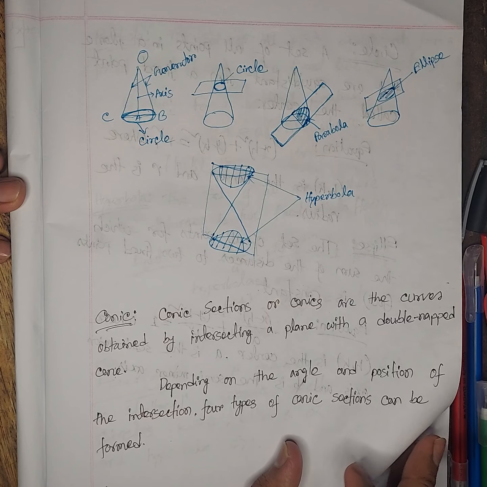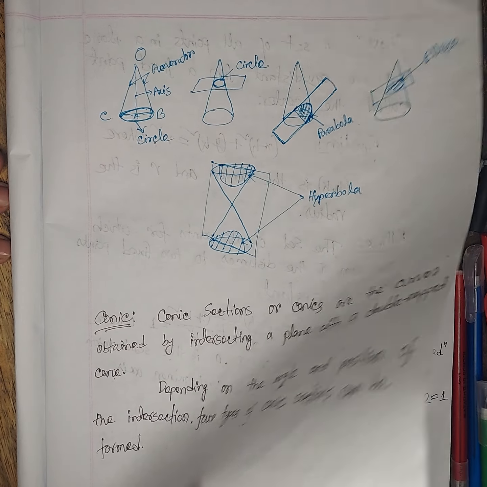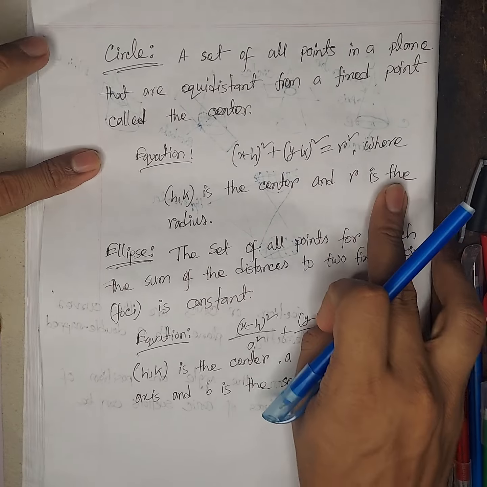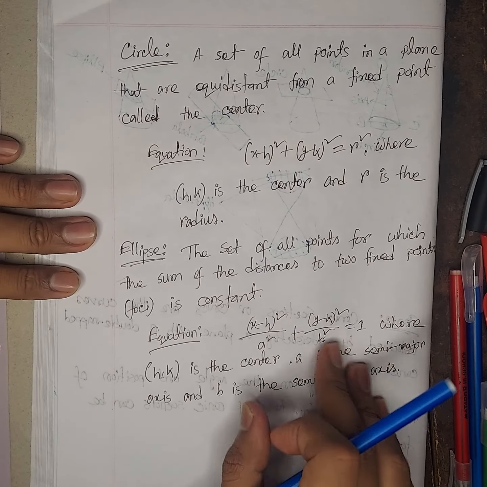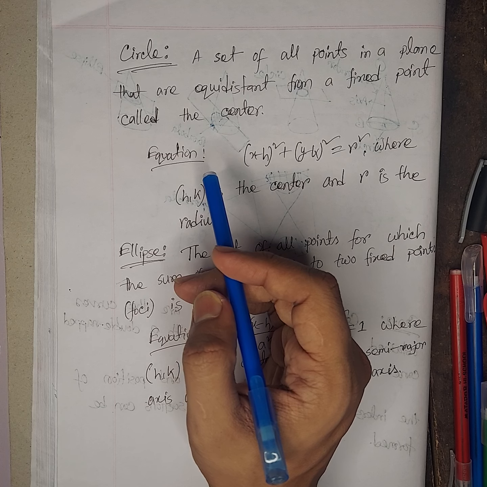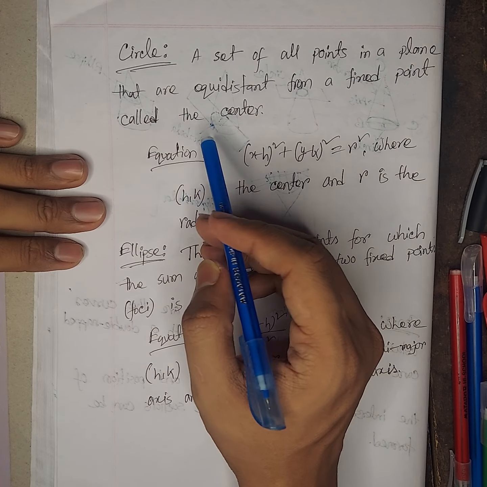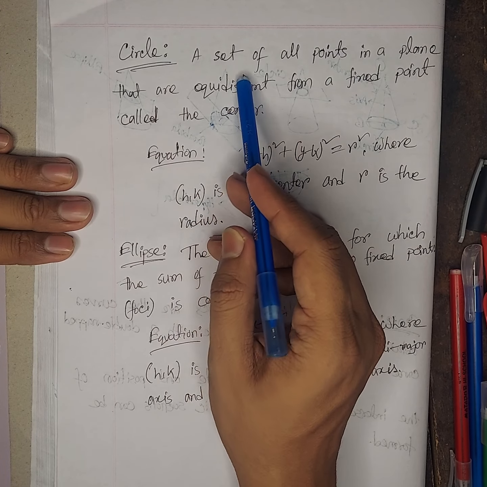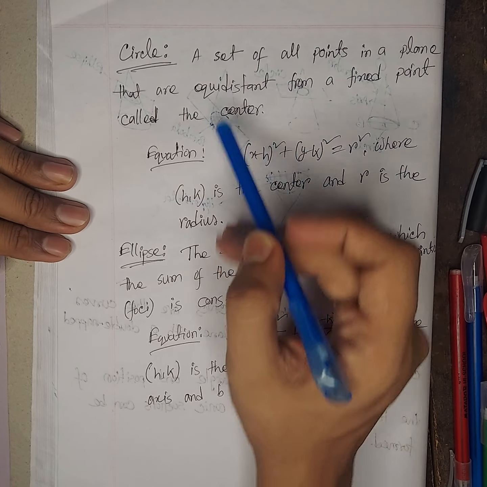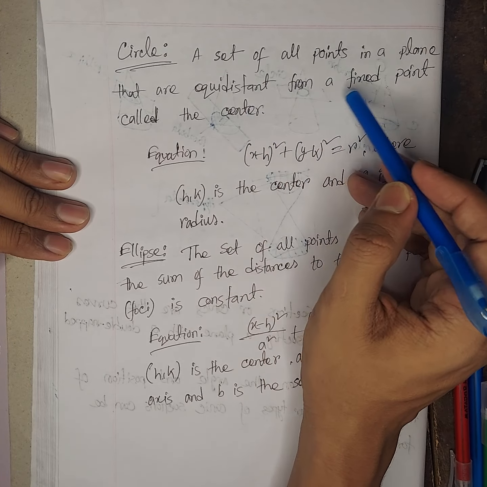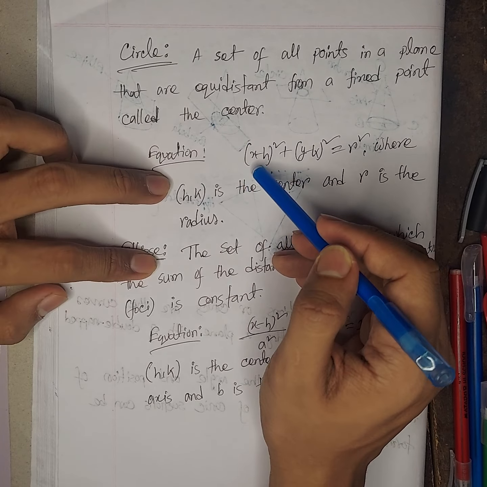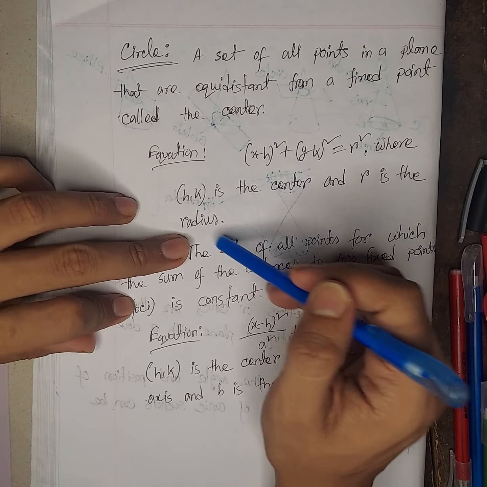Now, next, here in the next, different types of conics, the definitions are: first of all, a circle. So what is the circle? A set of all points in a plane that are equidistant from a fixed point called the center. Here (h, k) is the center and r is the radius.